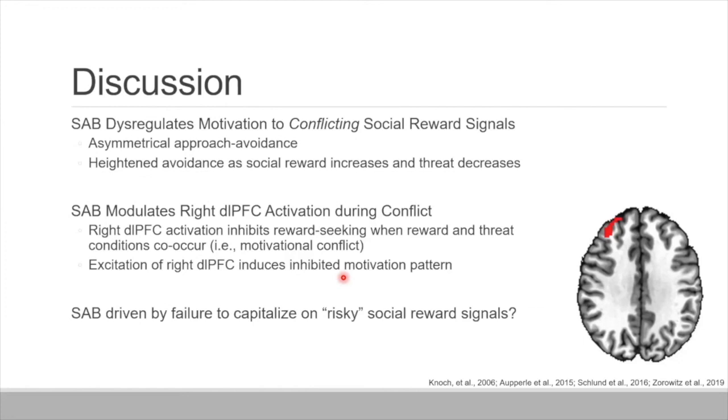So it's a subtle difference. Again, there's a little bit of social threat in there, but it really seems like that's what's driving a lot of social avoidance behavior. It's this failure to approach when there's a little bit of threat, but it's still predominantly social reward.